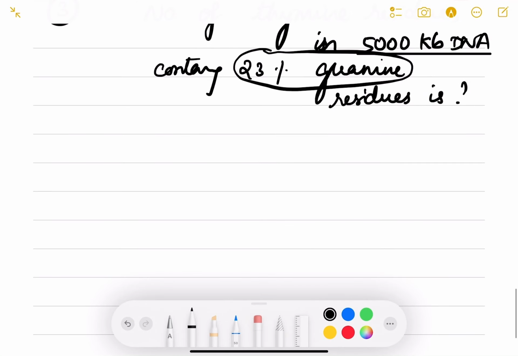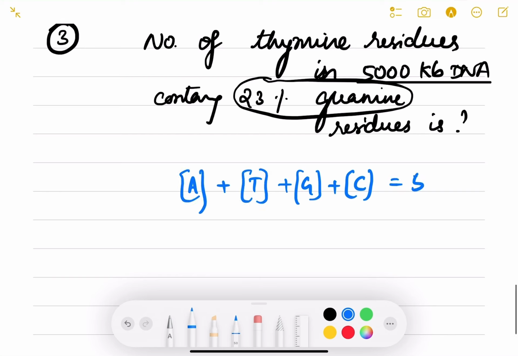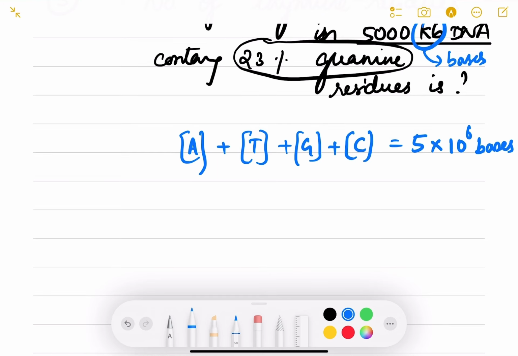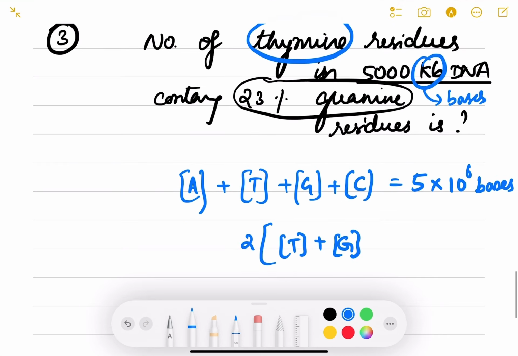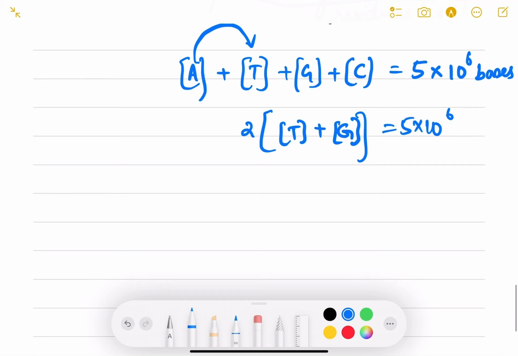Let's see. Here we know that A plus T plus G plus C is equal to 5 into 10 to the power 6 bases. Whenever they give you kilobases, you convert to bases. That's the first step. Now you do 2 times (T plus G), because they're asking for the number of thymine residues, so you're converting adenine in terms of thymine, equal to 5 into 10 power 6. Now T plus G is equal to 2.5 into 10 power 6.